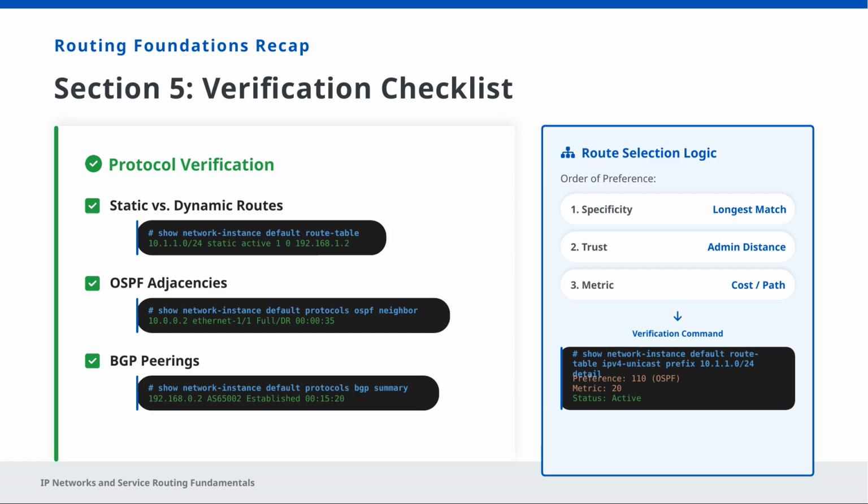OSPF is a widely used link state protocol for internal routing. BGP is the dominant protocol for policy-driven route exchange across domains and in large-scale architectures. In every case, the router must evaluate available routes and choose the best one for installation and forwarding. With that foundation, we can now examine technologies that extend routing and service delivery in provider-style networks, MPLS and VPN services.